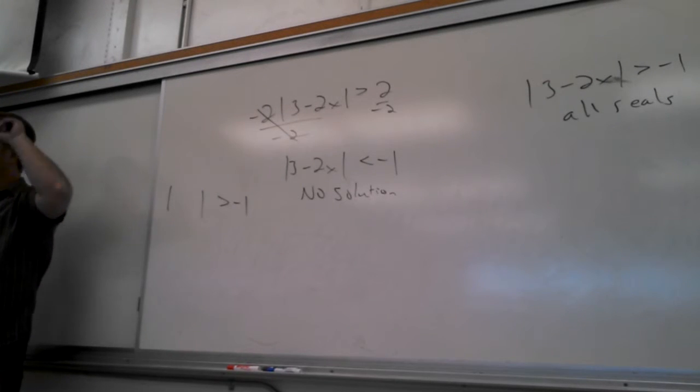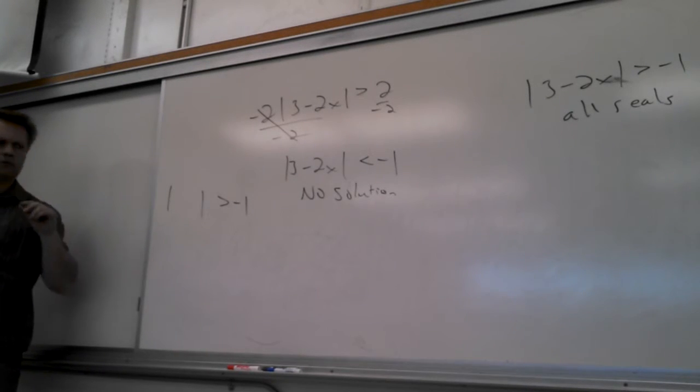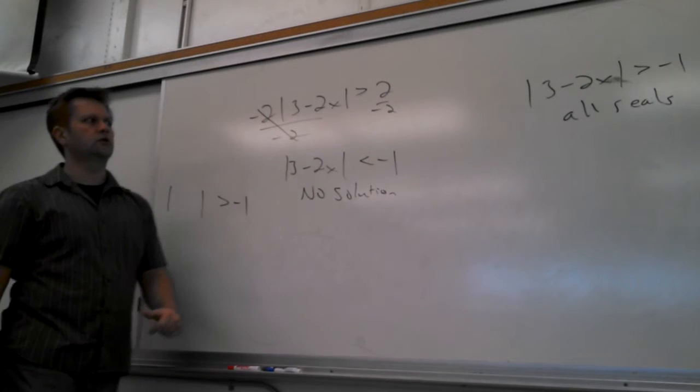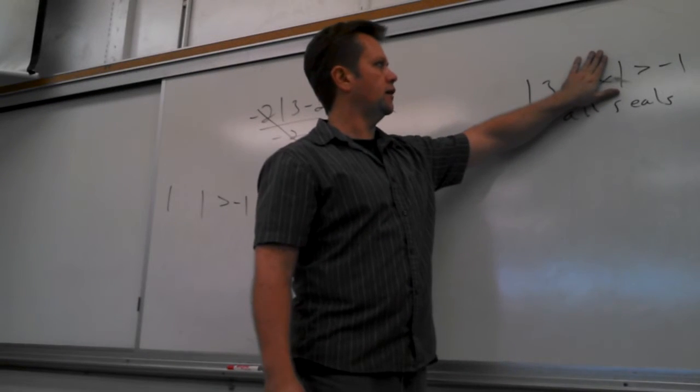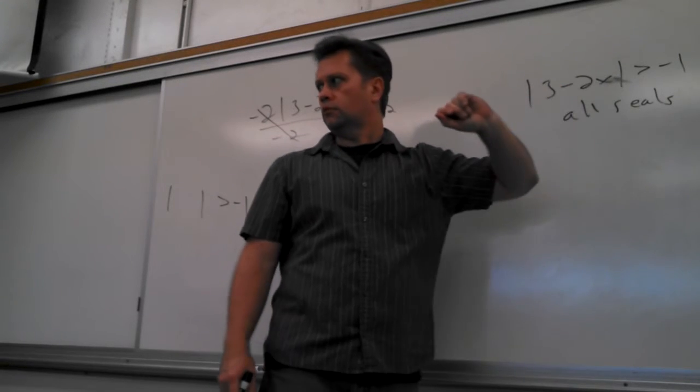It's a special case because it's related to a negative. And we are not talking about 0. Why not 0? Because this would be all real numbers. If you make x 0, what do you get? The absolute value of 3 is bigger than -1. It's true. So you've got to look at the sign.